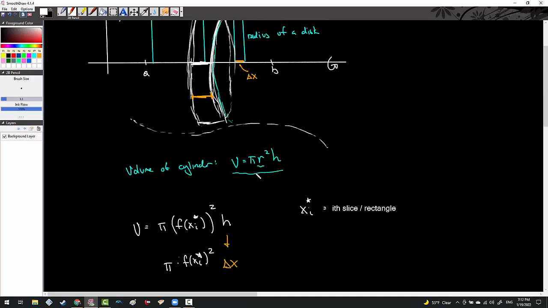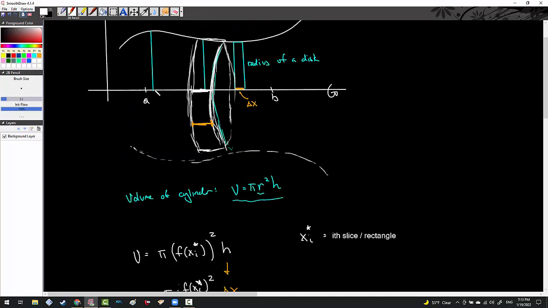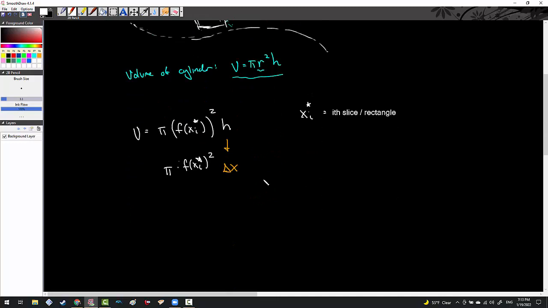Now, this rectangle, as it approaches infinitely small, we're going to sum up all of them. I don't know how many rectangles that is, but I do know that I'm going to sum them up from when i equals 1, in other words, the first iteration of rectangle, to n number of rectangles. I don't know what that n is. And I'm just going to sum up all those rectangles.